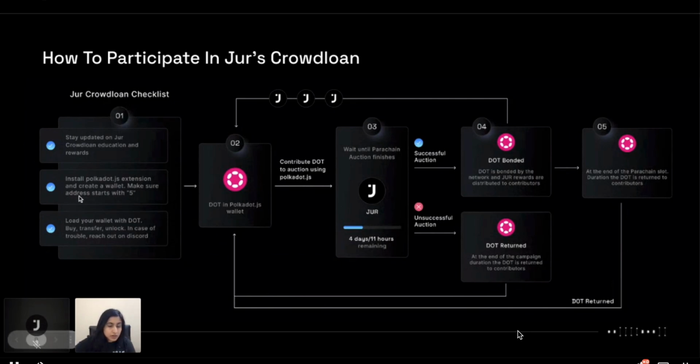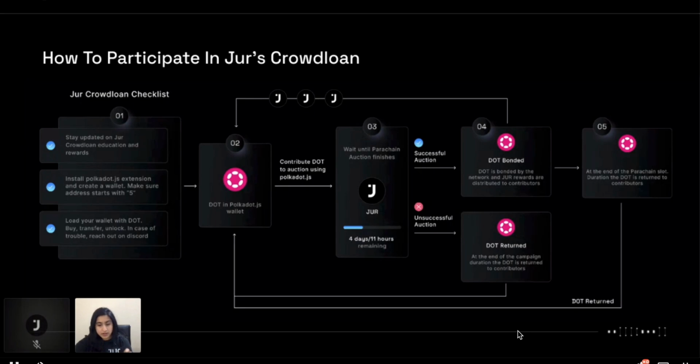And second is install the polkadot.js extension in your browser and only use that for anything you want to do, like contributing in the crowd loan or getting your DOT. Once you've installed the extension, you can create your own Polkadot wallet, and you have to make sure that you have an address that starts with 5.